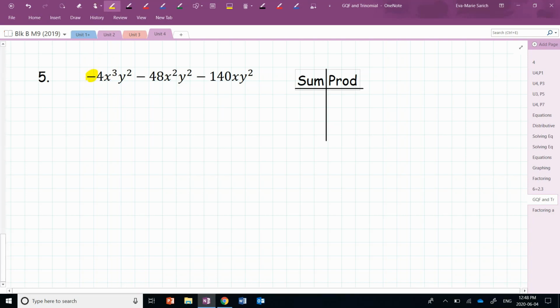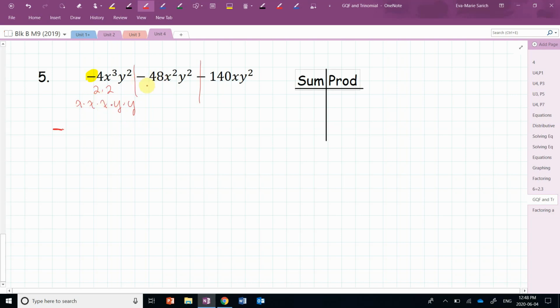Okay, so we're going to factor out that negative. I'm just going to write it down to remind me to factor out the negative. I'm going to break this down so we can factor 4 into 2 times 2. X cubed gives us 3 x's, and y squared gives us 2 y's. Okay?